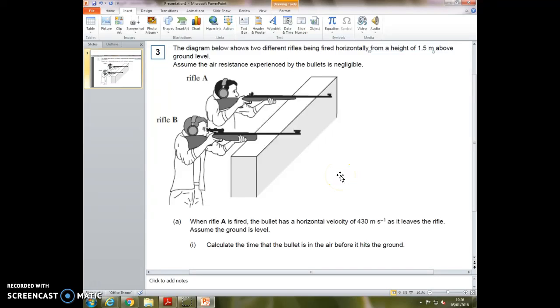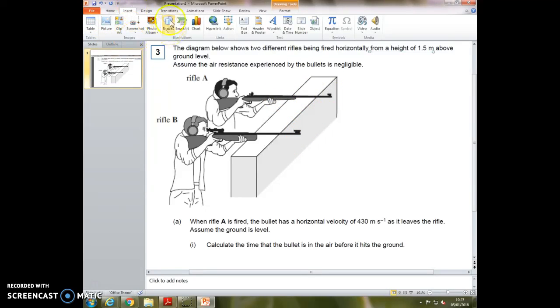Now, we know that means that it will stay in the air for as long as it takes for an object to fall vertically 1.5 meters. And both of them will do exactly the same thing. So both will stay in the air for exactly the same period of time.